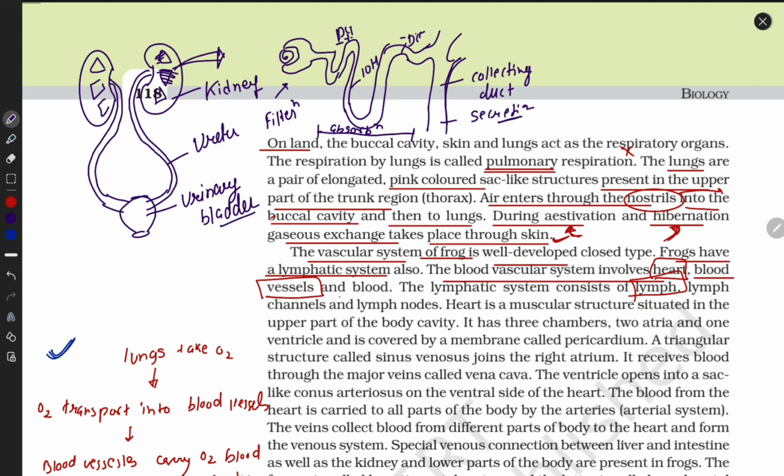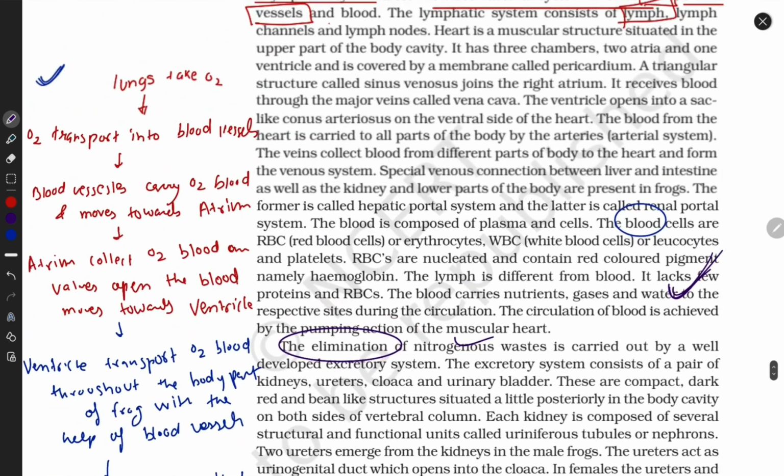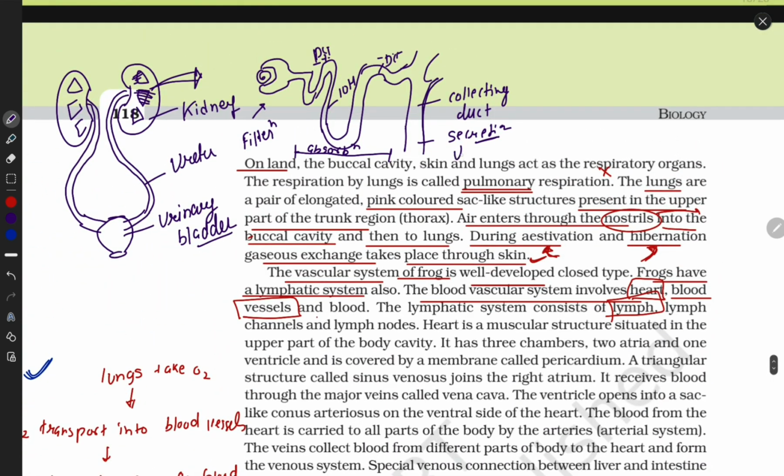What kind of product do they excrete? Look here, guys, they are ureotelic, meaning they excrete urea. This part is the glomerulus, this part is Bowman's capsule, this part is the proximal convoluted tubule, this part is the loop of Henle, this part is the distal convoluted tubule, and this part is the collecting duct.